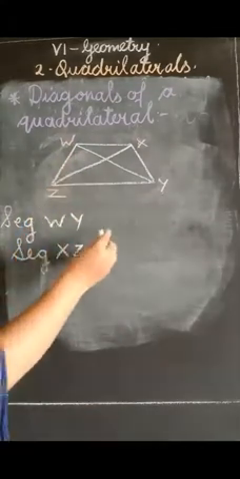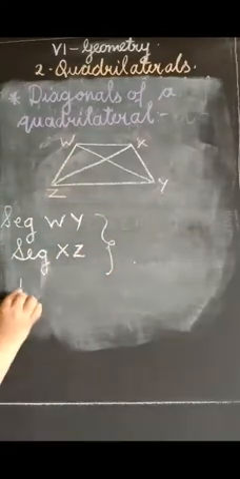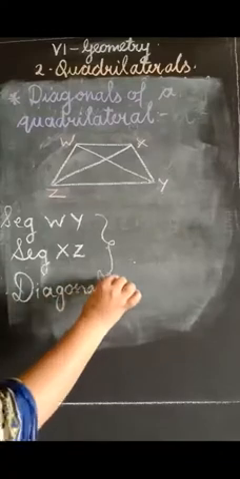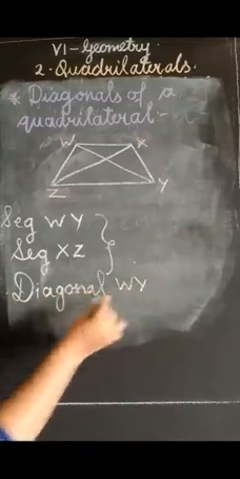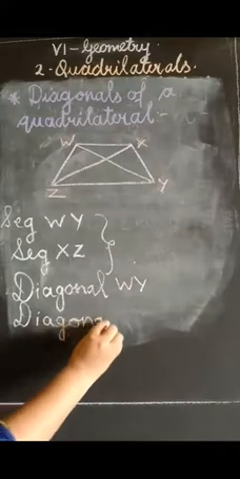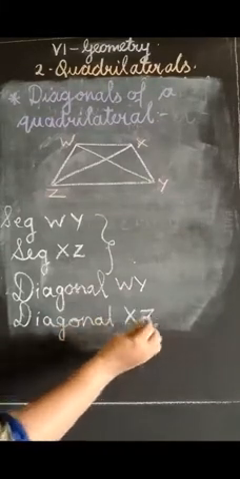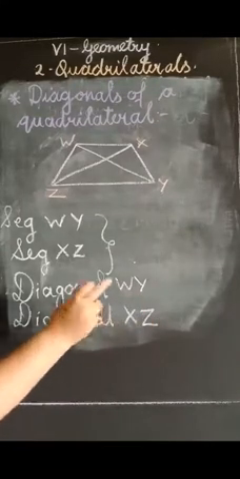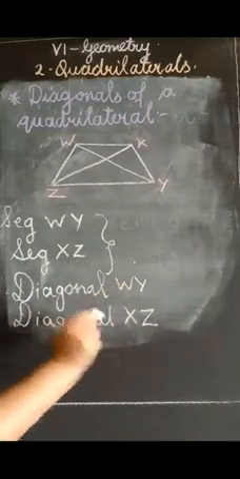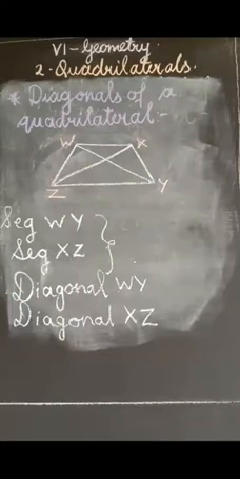How will you answer the question? Diagonal WY and diagonal XZ. No, not 'or', but 'and': diagonal WY and diagonal XZ. You can name it as YW also and ZX also. So these are the two diagonals of a quadrilateral.